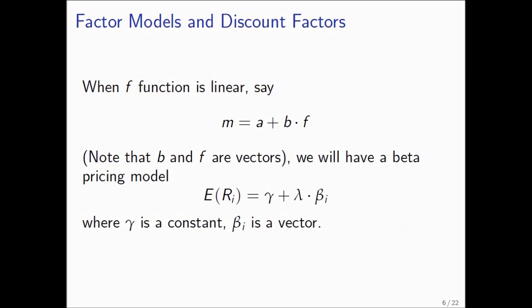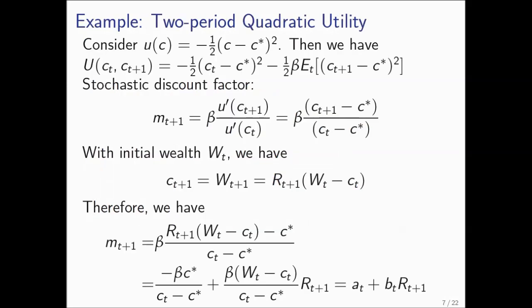Then we have the pricing model also linear: its expected value is a constant, plus some factor lambda, also a vector, times a beta. And beta you can imagine, in the case where lambda is just one element, we use the market return. In fact, this is the beta, a common thing we learn.